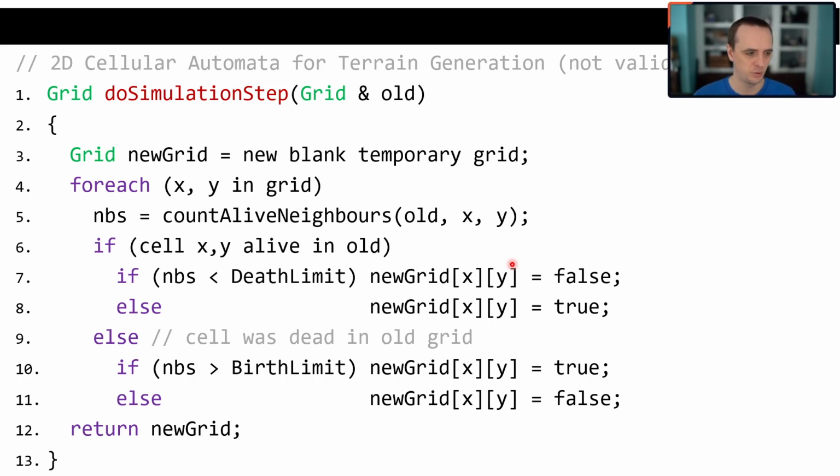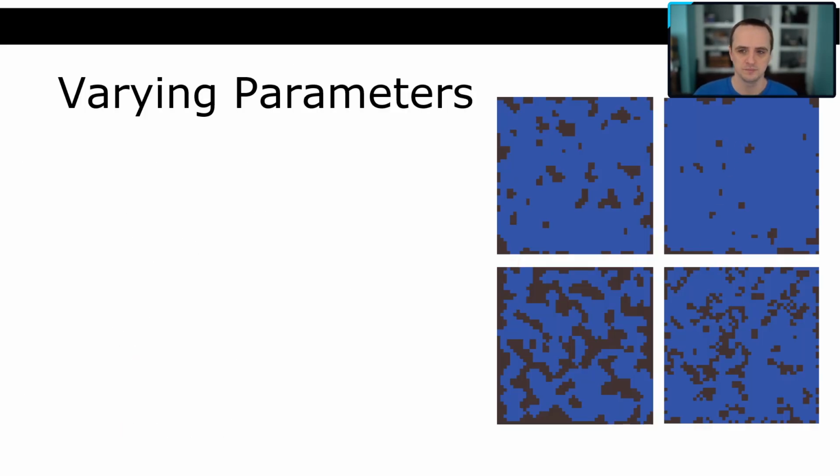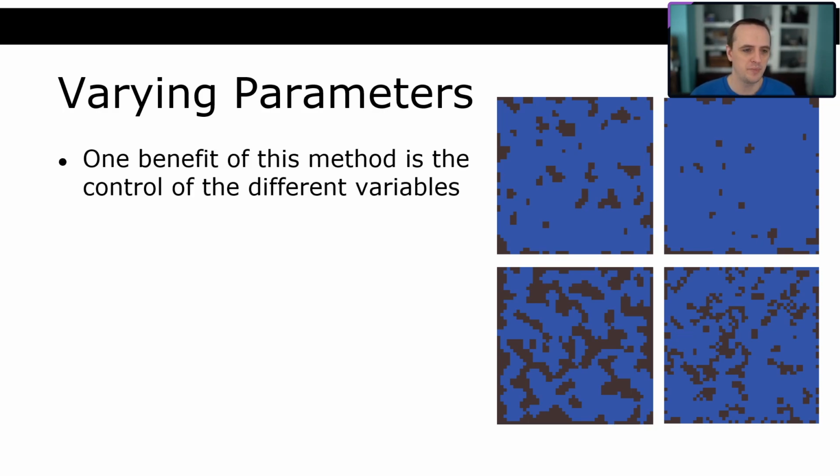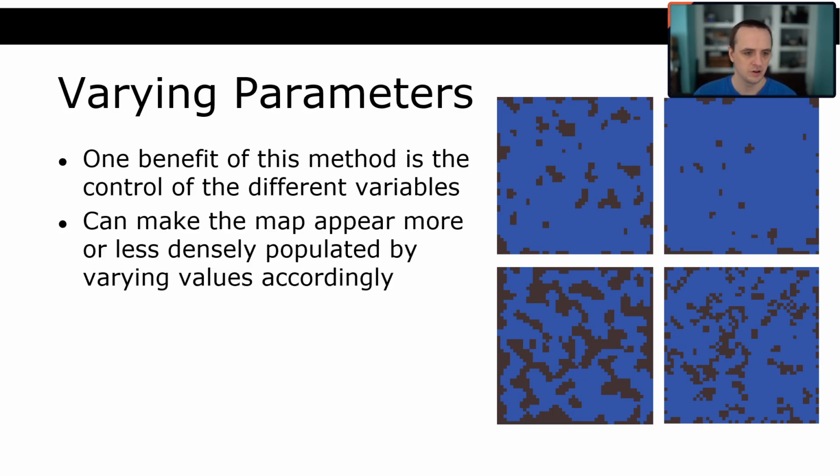But please go play around with this, and in a minute I'll post an assignment, or I'll post a URL where you can actually play around with this. So we saw those parameters, right? One of the benefits of this method is that we have complete control of those different variables. So, for example, we could make the map appear more or less densely populated. Down here we have really dense caves, and up here we have really sparse caves. And that's just a function of those parameters.